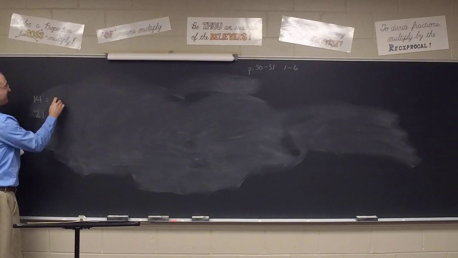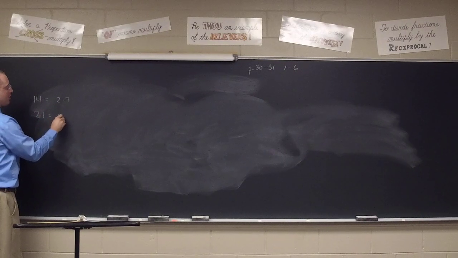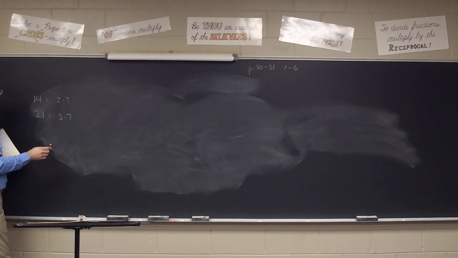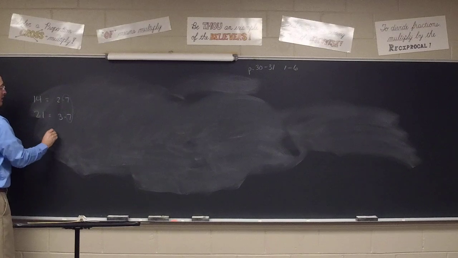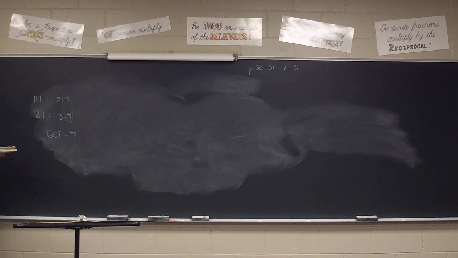Number 1. 2 and 7. 2 times 7. And 21 was 3 times 7. What matches? The 7. Just the 7. So we would say that the greatest common factor is 7. Good. That easy. All right, let's look at the next one.